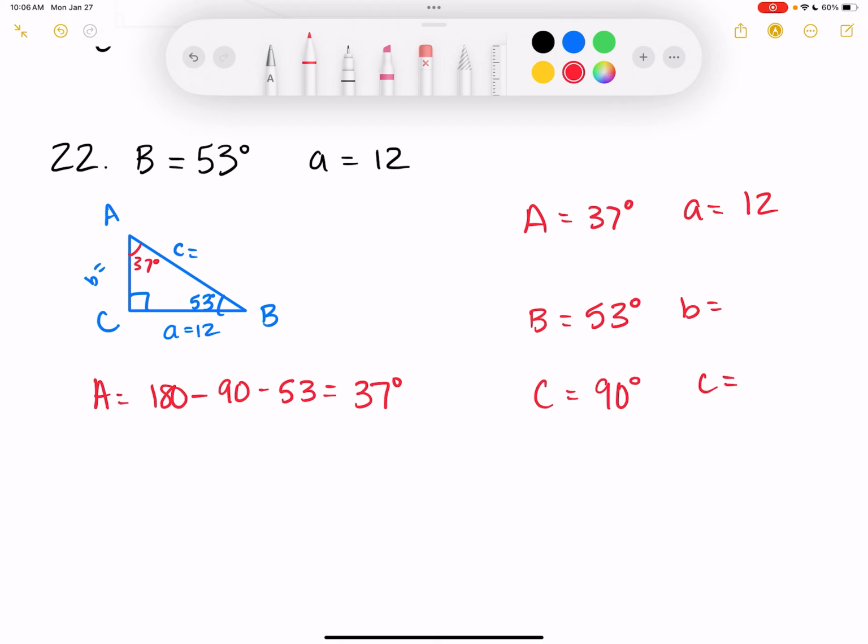Tangent, cosine of B. Tangent, either. I can't use cosine, well, I will use cosine, but to find C. Right now I'm trying to find B. So for right now, tangent of this angle, 53, equals opposite B over adjacent 12. Then all I have to do is multiply by 12. So 12 tangent of 53 equals B.